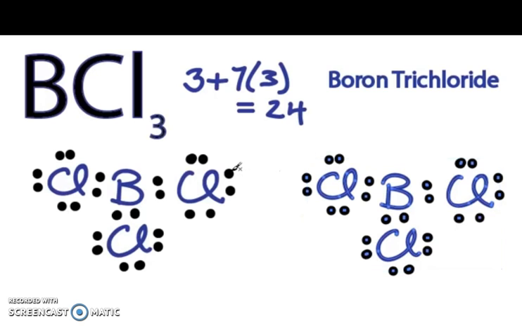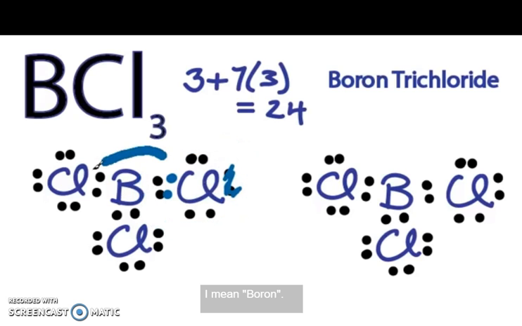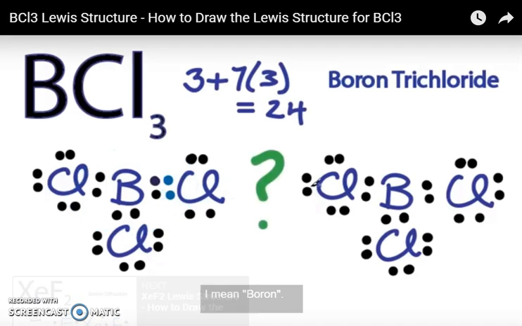So to do the double bond over here, I'll just take these, get rid of those, and put them right here. And that double bond will give us 8 valence electrons for the chlorine and 8 for the bromine. But the question is now, which of these structures is correct?